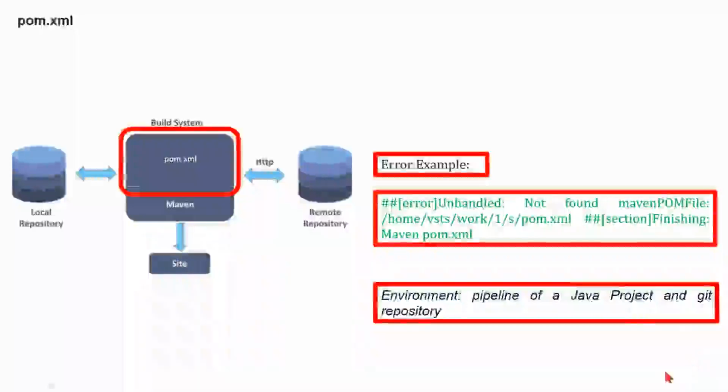An example we can consider occurred in an environment with a pipeline of a Java project and a Git repository. Maven POM file not found. Error unhandled. Maven POM file not found: /home/vsds/work/1/s/pom.xml. Finishing Maven pom.xml.